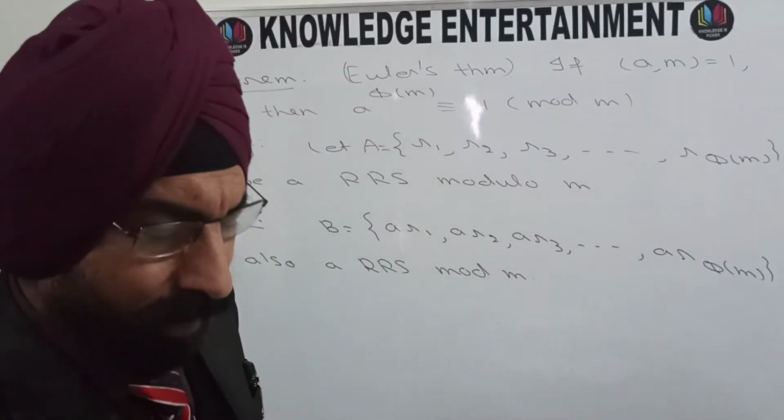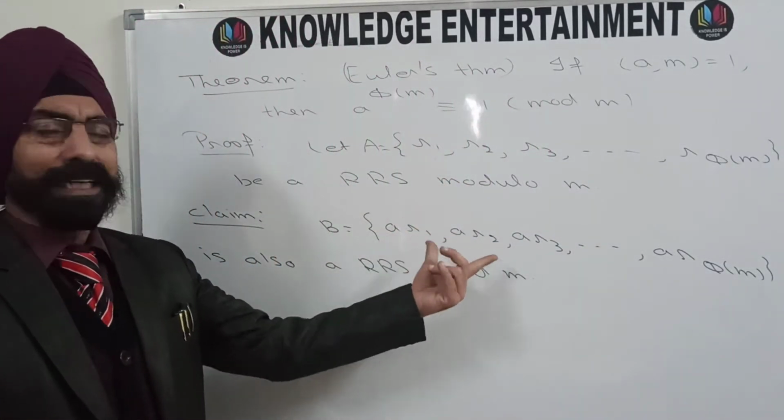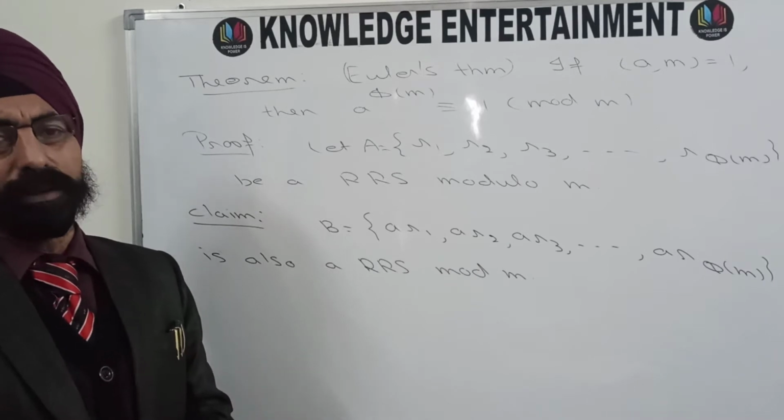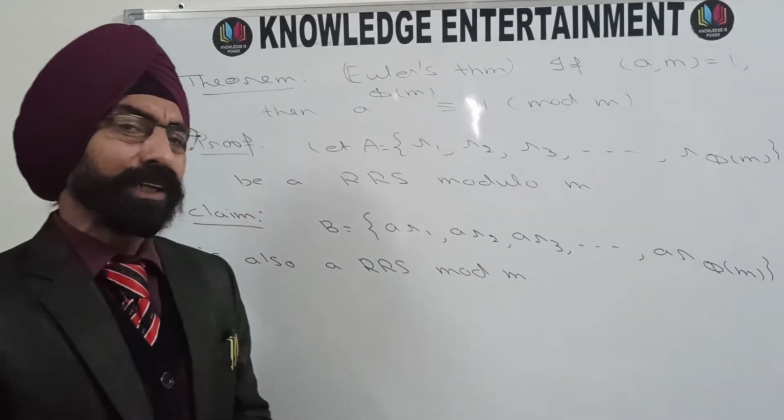Second result, we have to show that no two members of the set B are congruent to each other modulo m, and we will prove it by the method of contradiction.